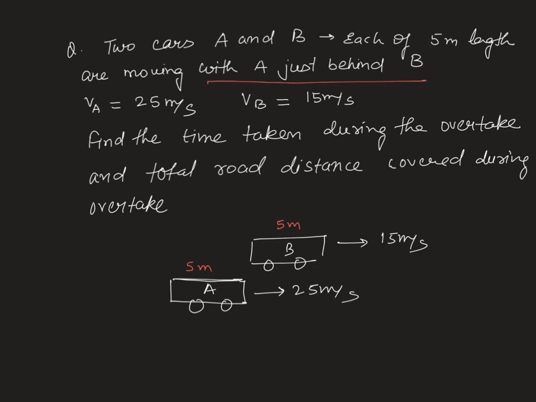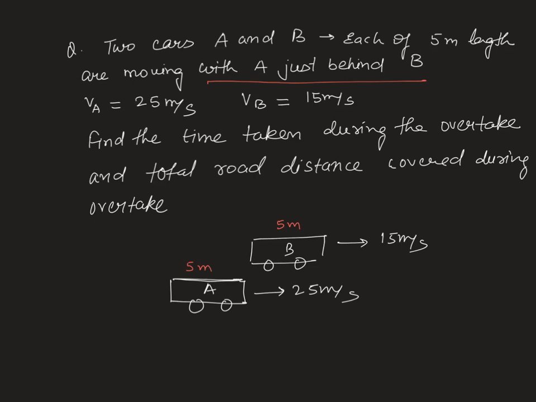Velocity of A is given, that is 25 meter per second. Velocity of B is given, that is 15 meter per second. Find the time taken during the overtake. How much time will be taken to overtake? And the total road distance covered during the overtake. How much road distance will be required for the overtake?